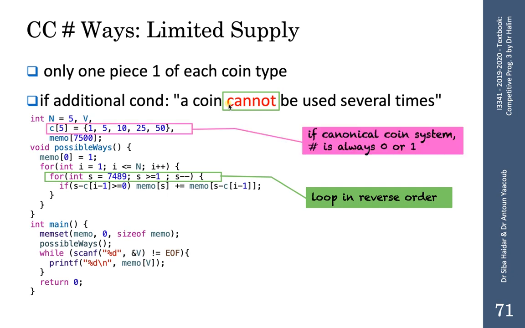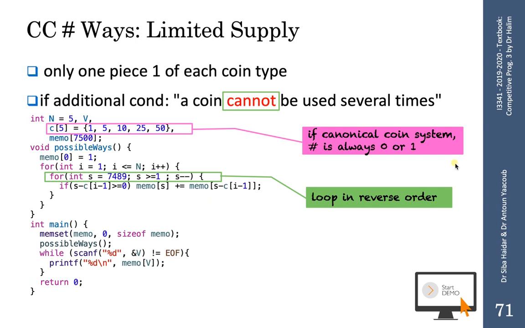Let us remark here that for the static example given in the code, this is a canonical coin system, and here we can understand more why it is called a canonical coin system, because inside a canonical coin system the number of ways to represent a value, knowing that you can have only one piece of each coin type, is always either 0 or 1. There are no different ways to represent a value.